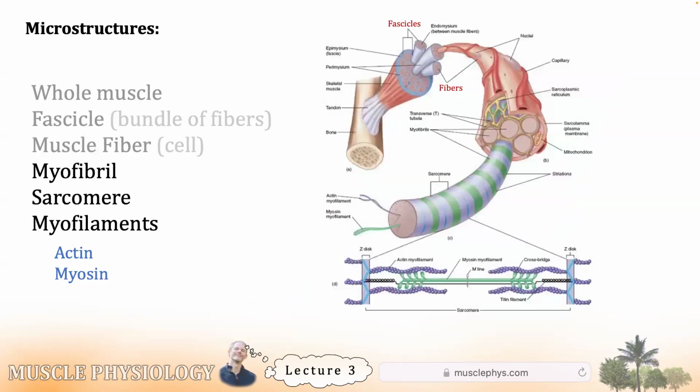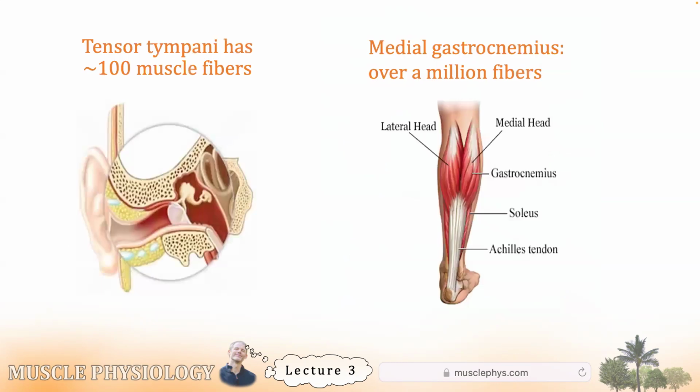We're getting micro now. So again, there's the whole muscle. A whole muscle contains a bunch of fascicles. Fascicles are bundles of muscle fibers, and muscle fibers are cells. A muscle fiber is a cell. And inside of that cell, we have myofibrils. Myofibrils are longitudinal strings of sarcomeres, which contain the myofilaments, actin, and myosin. So we'll return to the topic of actin and myosin in just a minute.